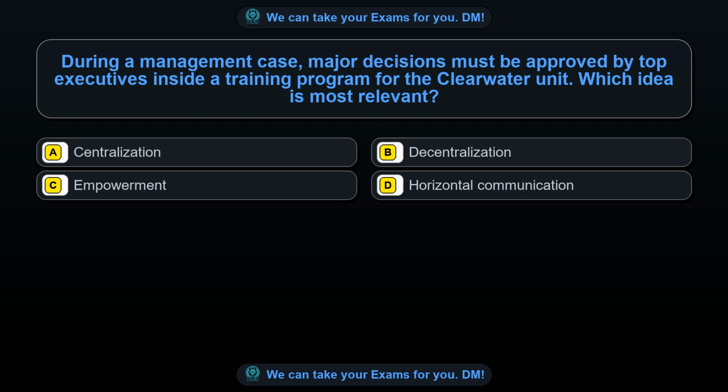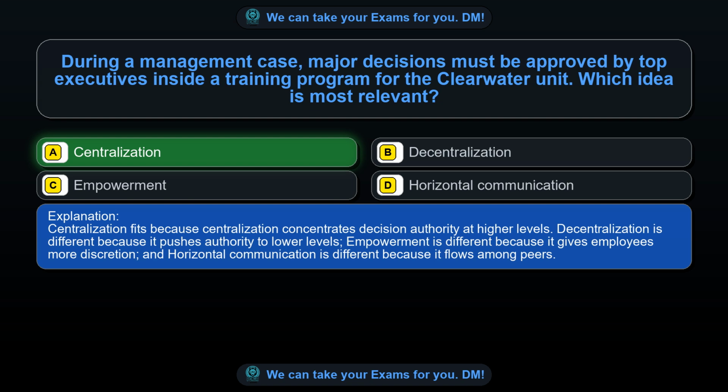Question 10. During a management case, major decisions must be approved by top executives inside a training program for the Clearwater unit. Which idea is most relevant? Option A, centralization. Option B, decentralization. Option C, empowerment. Option D, horizontal communication. The correct answer is option A, centralization.